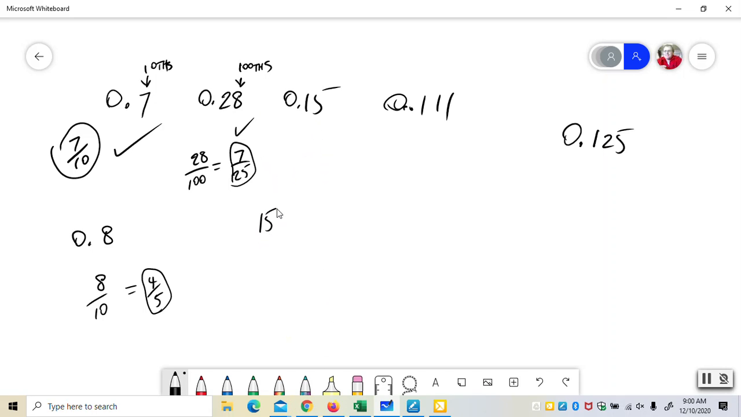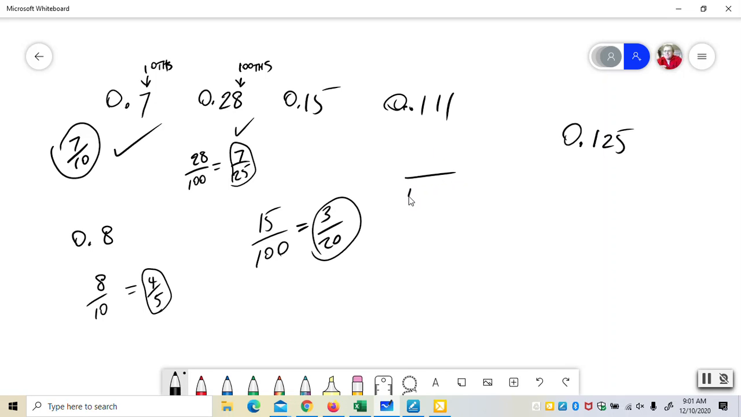15 over 100. Once you see the pattern, you don't have to keep saying tenths, hundredths, thousandths. You see one digit is tenths. 2 digits are hundredths. 3 digits are thousandths. Once you see the pattern, there's not much work to it. Then 15 is divisible by 5. 5 into 15 goes 3 times. 5 into 100 goes 20. So that is what you get from that.